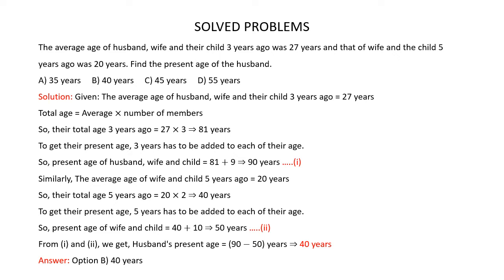Now it's given that the average age of husband, wife and their child 3 years ago was 27 years. We know that total age is equal to average multiplied by number of members. So here, their total age 3 years ago is equal to 27 multiplied by 3, which is 81 years.